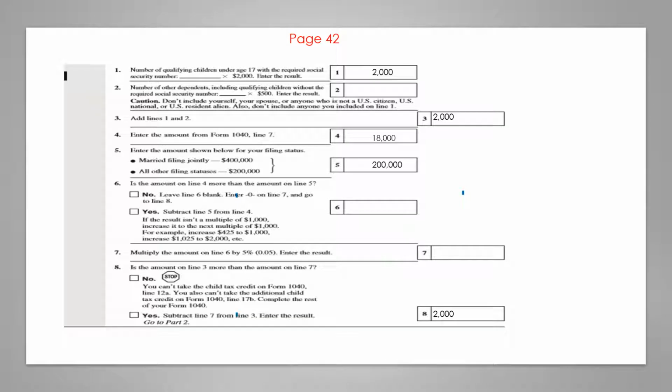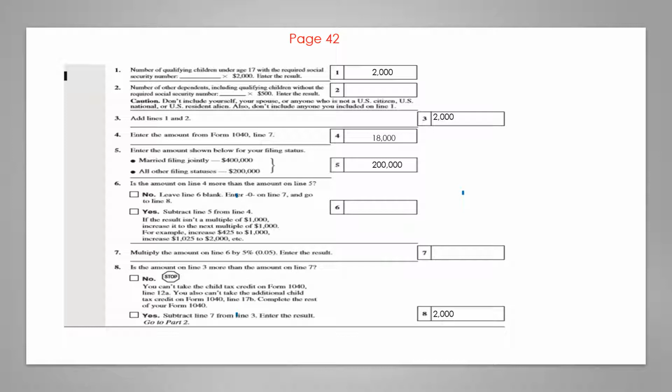This is the child tax credit worksheet found in the IRS instructions on page 42. On line 1, you multiply the amount of qualifying children you have that are under age 17 by $2,000. Since we have a 5-year-old son, that would be 1 times 2,000. Since we don't have any other dependents, we carry that down to line 3. We enter the amount on line 4 from line 7 of our 1040. This was $18,000. On line 5, since we're head of household status, we put $200,000.